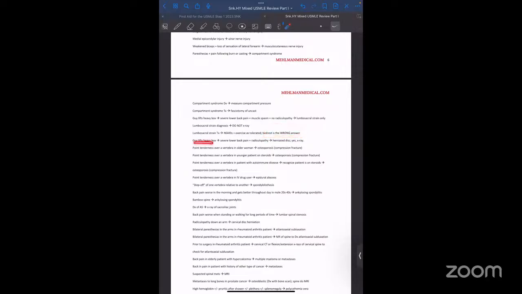Next question. Guy lifts a heavy box, severe lower back pain, plus radiculopathy. Herniated disc. Yeah, if there is radiculopathy, which means the nerve, there's severe radiating pain, neurosensory loss, then it's a herniated disc, and then we are going to do X-ray.